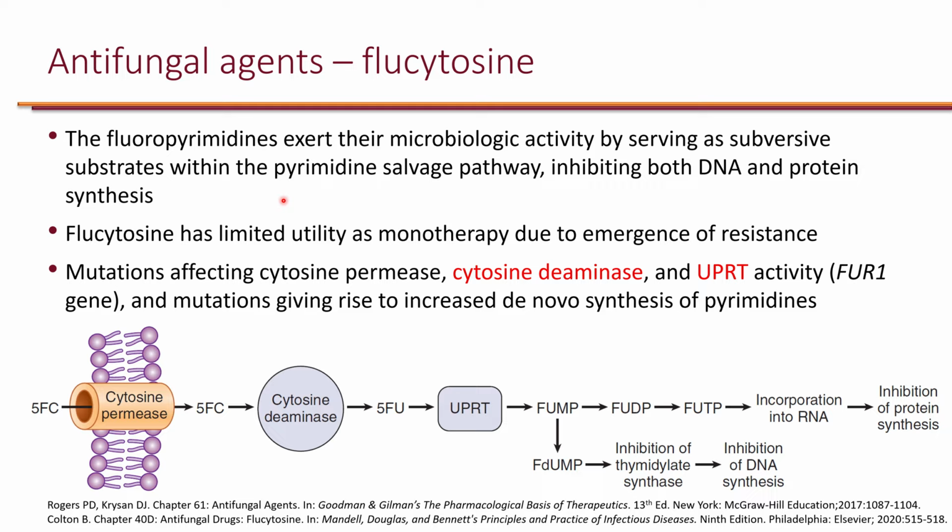Now, the next class is flucytosine. So flucytosine actually must first be taken up by fungal cells by the energy-dependent transporter cytosine permease. And then once in the fungal cytoplasm, flucytosine is readily deaminated to 5-fluorouracil by cytosine deaminase. And then following conversion to fluorouracil, its antifungal effects are mediated through inhibition of both DNA and protein synthesis. So mutations affecting cytosine permease, cytosine deaminase, and UPRT activity can lead to resistance to this agent. And because there are so many targets for mutations leading to resistance, this agent should never be used as monotherapy. So anytime you see flucytosine, it will be bundled with another antifungal agent for most fungal infections.